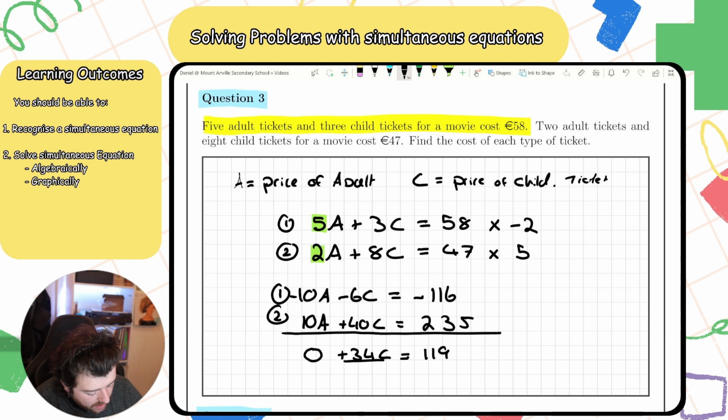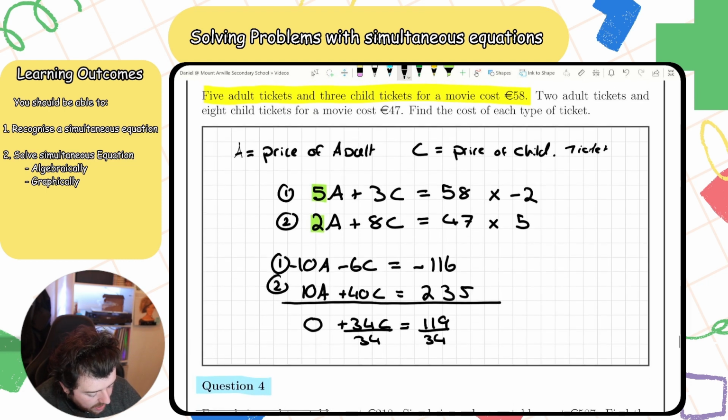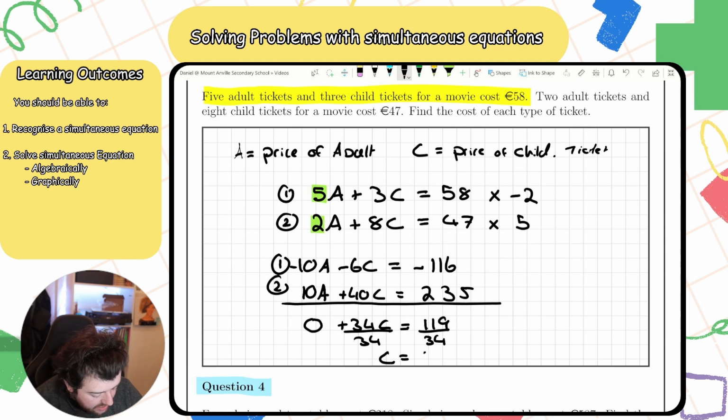Divide both sides by 34. I'm going to get a child ticket is going to equal €3.5. So 119 divided by 34 is €3.5, so €3.50. So that's what the child ticket is. Let's sub it in and find the corresponding adult value.